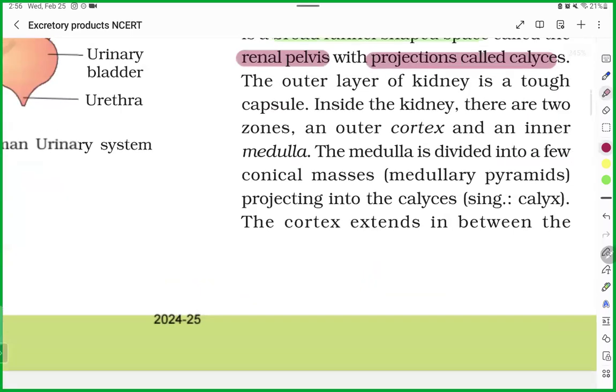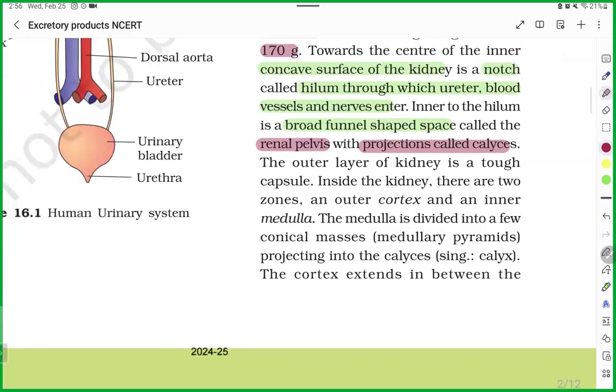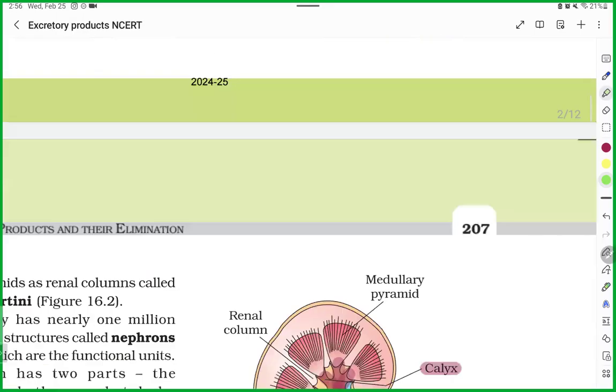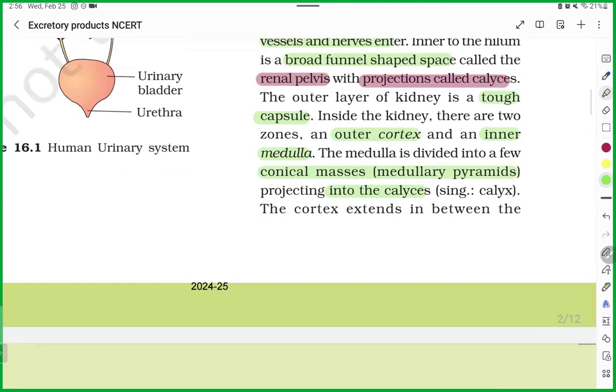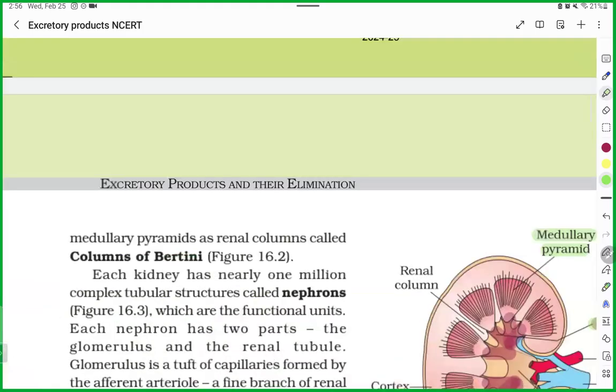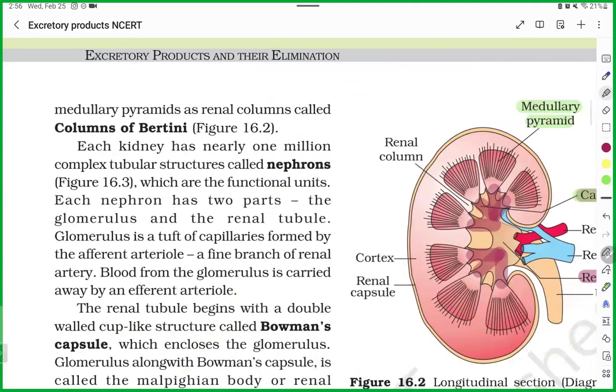Correct? Move to next. Outer layer of the kidney is covered by a tough capsule. Why? Because the tough capsule will protect the kidney. Inside the kidney, there are two zones. Outer part is cortex and inner part is medulla. Medulla is divided into cone-like masses, medullary pyramids, projecting into the calyx. As you can see in this diagram, medullary pyramid, a cone-like structure, opens into the calyx.